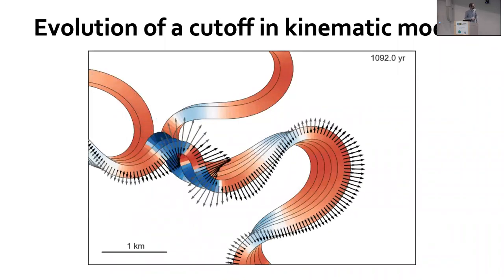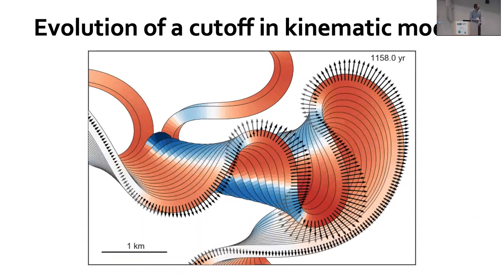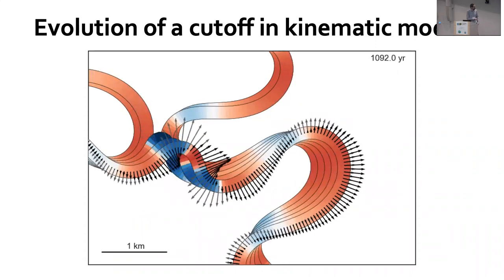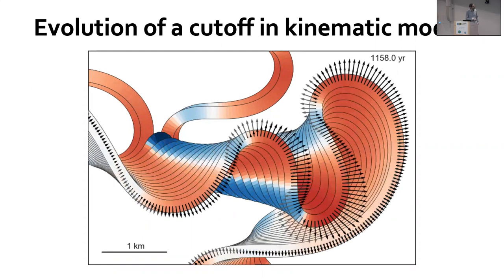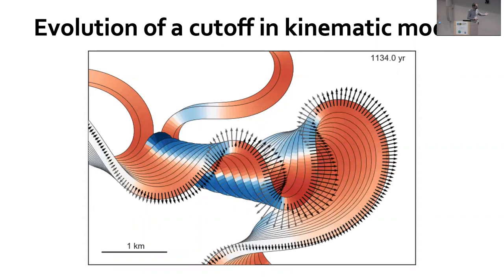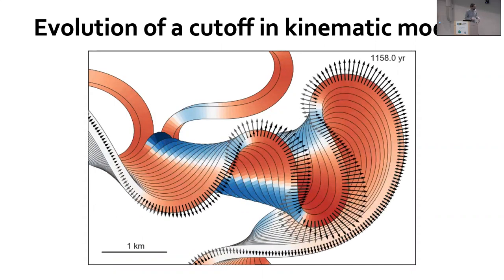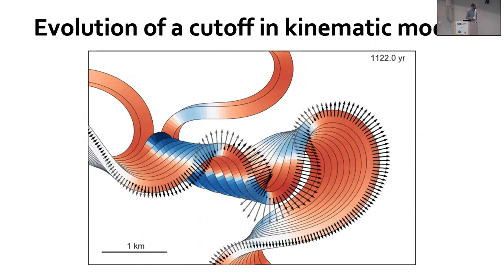And here is an example of a cutoff in the model. Where it's blue, those are the places where you have deposition along the concave bank. Those are the places where you expect counterpoint bars. Cutoffs and other perturbances are important for the development of translation and this more muddy deposition.